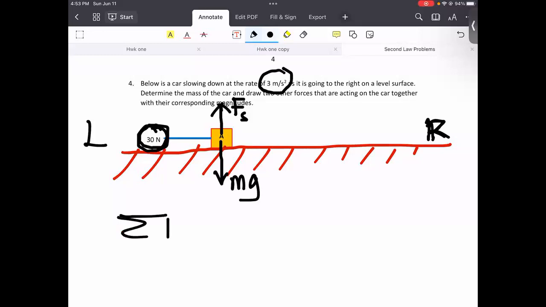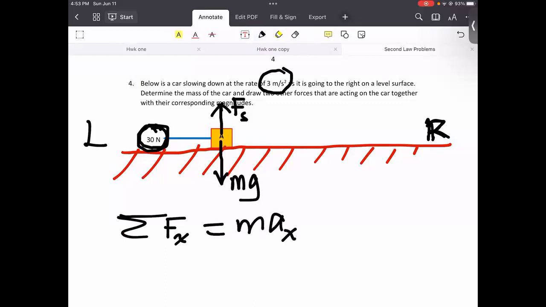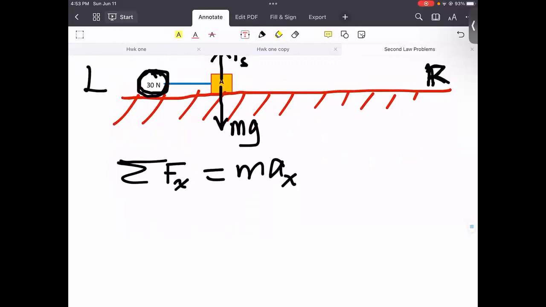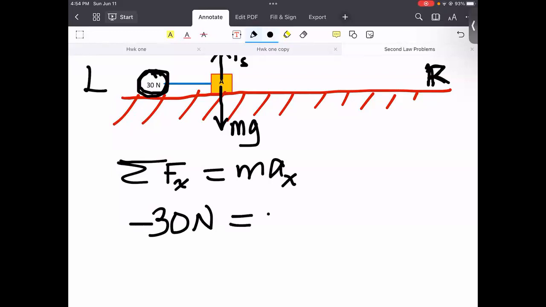So net force in the x direction must be equal to mass times the acceleration in the x direction. Now here the net force, the single force acting on this one in the x direction, is 30 newtons. But remember we are dealing with a vector here, so you cannot just put 30 newtons, you have to indicate direction. A force acting to the left picks a negative direction. So minus 30 newtons is our net force, and then you multiply by acceleration.